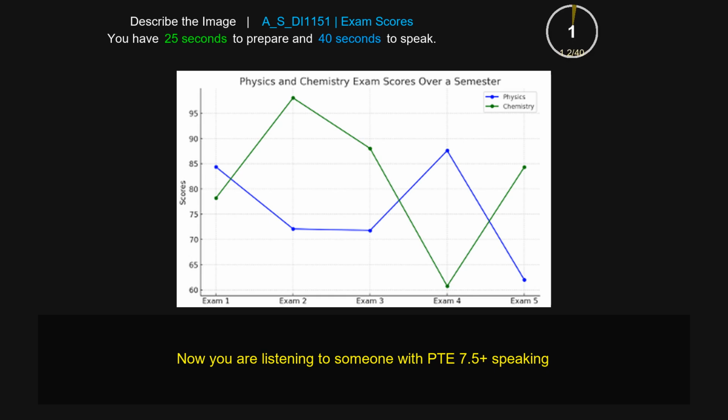The image shows the importance of physics and chemistry exam scores over a semester, and it also provides information about exam 1, exam 2, exam 3, exam 4, and exam 5. And it also clearly shows that 95 is the highest value and 60 is the lowest value. After analyzing this image, it can be concluded that there is an increasing trend from exam 1, exam 2, exam 3, exam 4, and exam 5 in physics and chemistry exam scores over a semester.